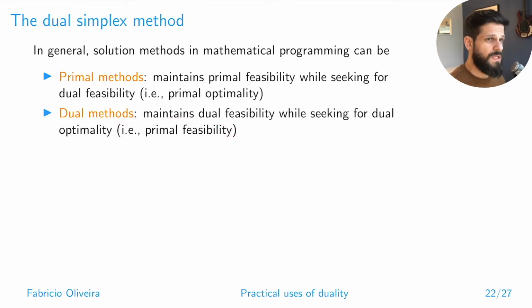Because we have this primal-dual relationship, once we are given a primal feasible solution, we can search for a dual feasible solution, and that's a primal method. Or if we're given a dual feasible solution, we can find a primal feasible solution, and then that's a dual method. The dual simplex is a dual method, and the primal simplex, or simplex method, is a primal method.